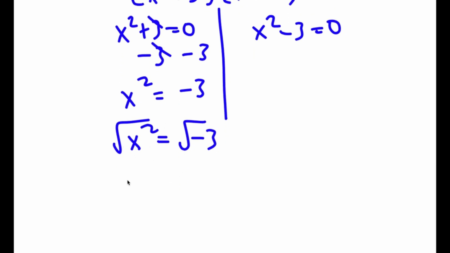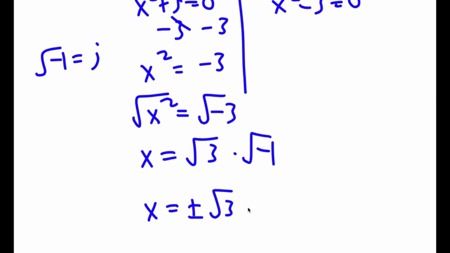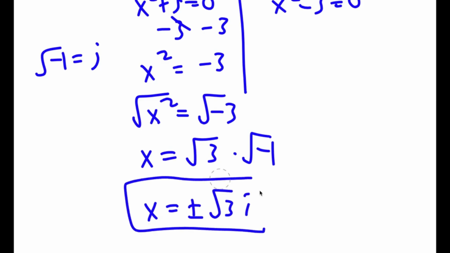Now the square root of x squared, that's simply equal to x, and the square root of negative 3 I can rewrite as the square root of 3 times the square root of negative 1. So if you guys didn't already know, the square root of negative 1 is equal to the imaginary number i. So now I have x is equal to positive or negative, by the way, the square root of 3i. So these are two solutions of x.